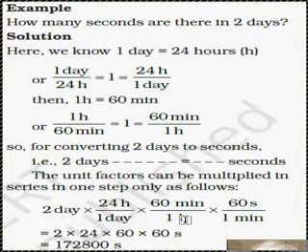So the unit you will get is seconds, we already discussed. We will multiply 2 into 24 into 60 into 60 divided by 1 into 1 into 1, which is 1. So here we get 172800 seconds as the answer.